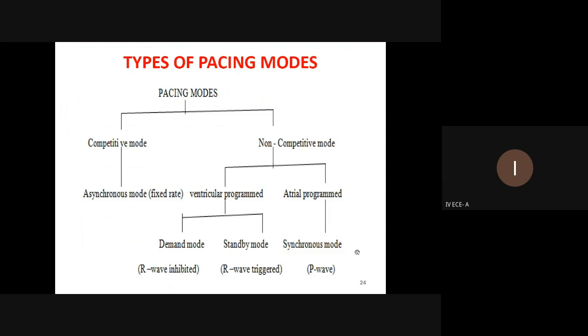So already we have studied the electrical activity of the heart, the ECG. In the ECG, the QRS complex is essential. Based on the QRS complex, the physician or doctors diagnose what the problem in the heart is. So these are the R wave inhibited, R wave triggered, and P wave. These are the major parts. That is demand mode, standby mode, then synchronous mode. By using these kinds of modes, we compensate the R wave triggered and then the P wave.